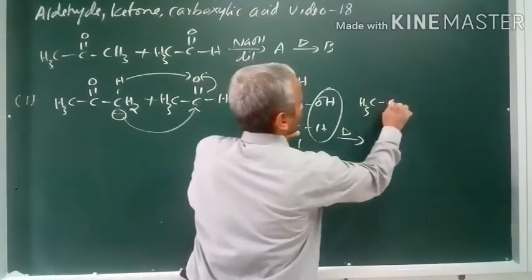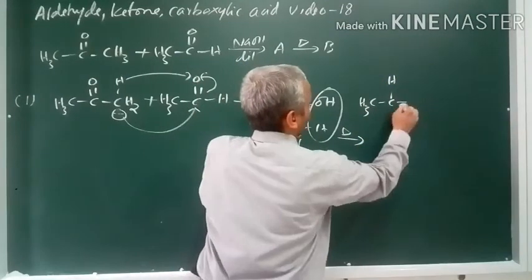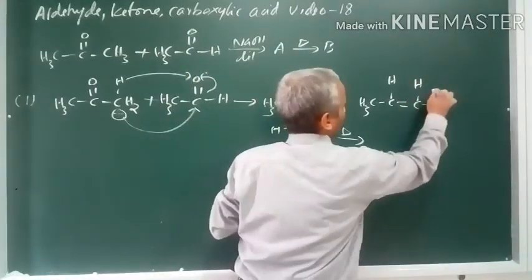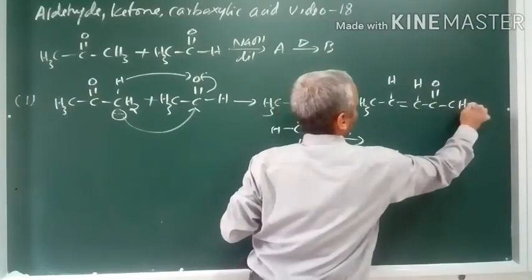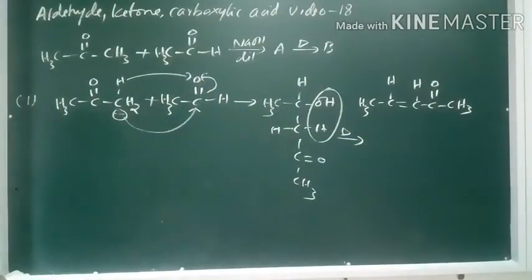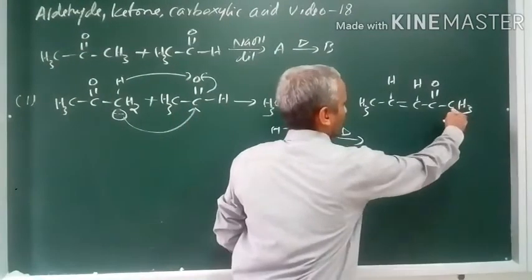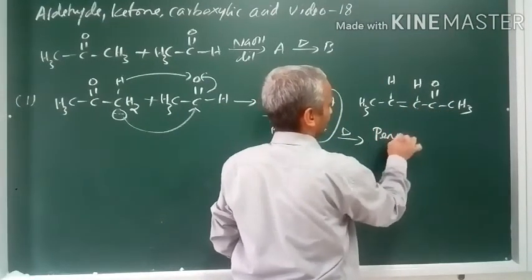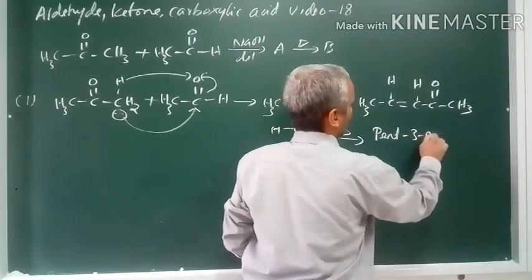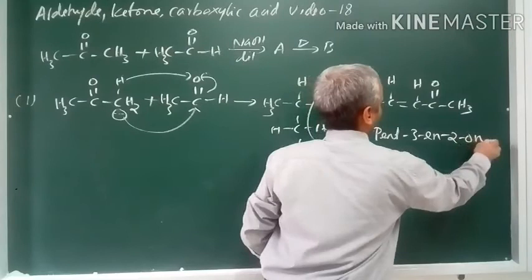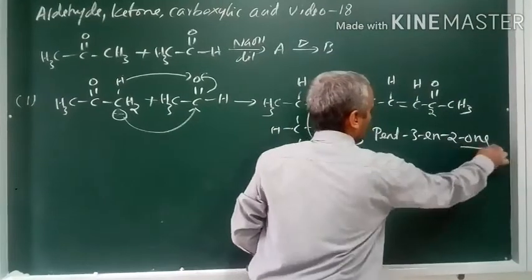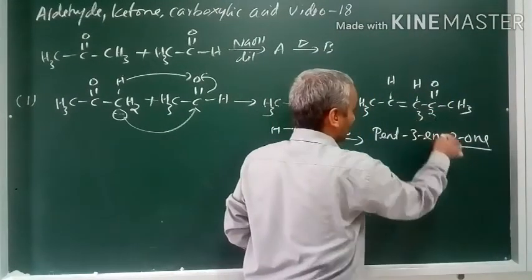I am going to get CH3 CH double bond CH, then CO CH3. An unsaturated ketone will be there. What is the IUPAC name? 1, 2, 3, 4, 5. Pent-3-en-2-one. At carbon number 2 there is a ONE group, the ketone group. At carbon number 3 there is a double bond.